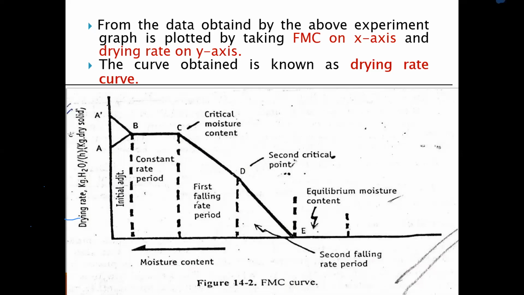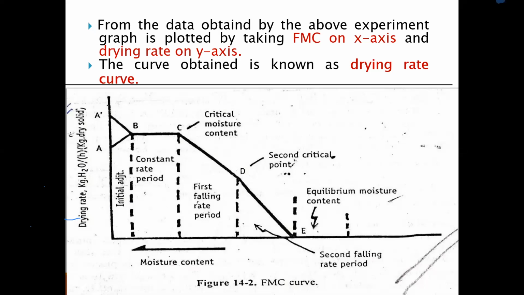We saw in the first lecture what the equilibrium moisture content is: the minimum amount of moisture contained in the wet solid. So the material is not dried below the equilibrium moisture content, and that point is called the E point. Beyond the E point, the drying rate is 0. Understand? The drying rate is equal to 0, and after that there is no drying.